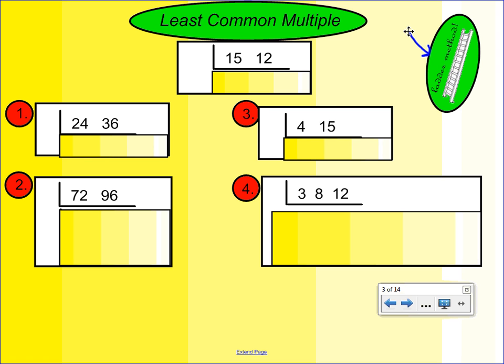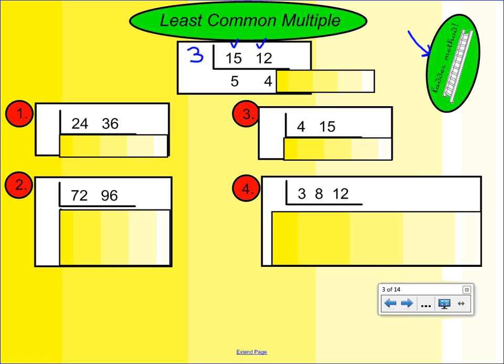If I take my numbers 15 and 12 and I want to find the least common multiple of them, I put them together in my ladder and I ask myself, what can they both be divided by? Well, they can both be divided by 3, so I put it to the left. And then 15 divided by 3 is 5, and 12 divided by 3 is 4.